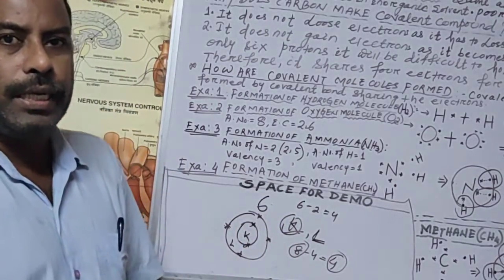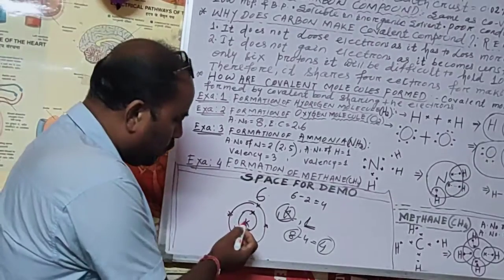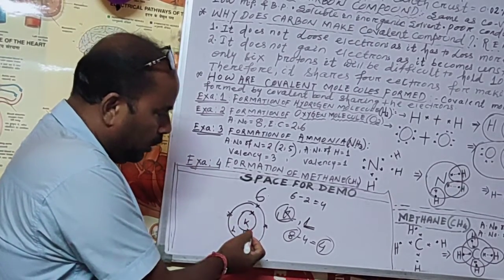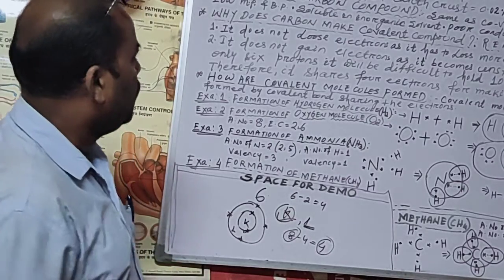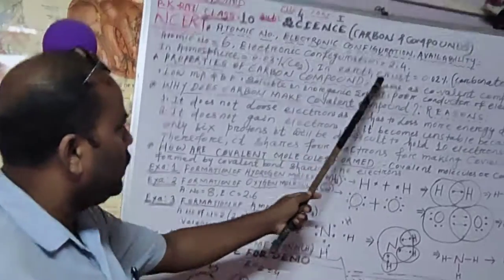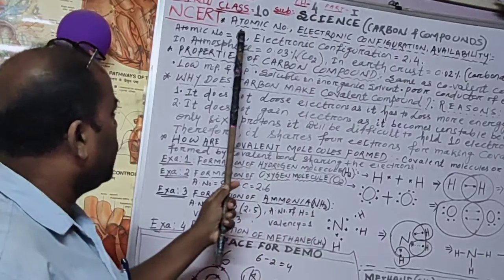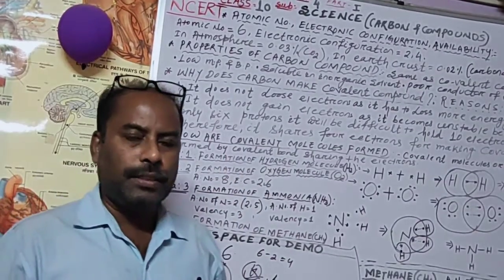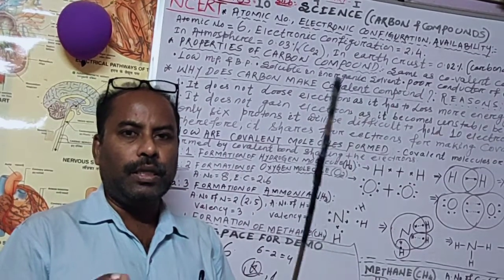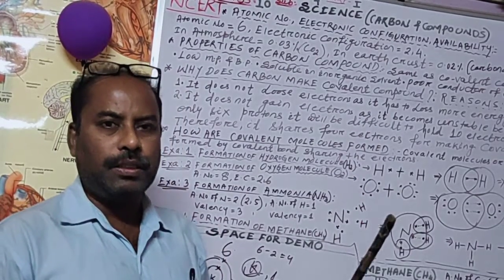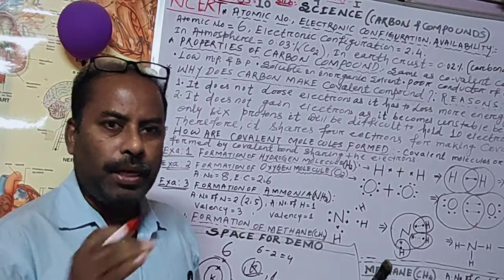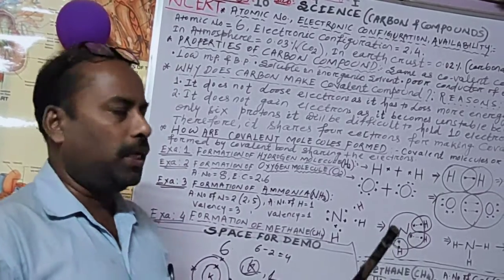This is called the electronic configuration. The distribution of electrons in the different orbits is known as the electronic configuration. So its electronic configuration is 2, 4. Atomic number is 6. It is placed in the periodic table on the right-hand side, in the non-metallic part, because it is a non-metal.